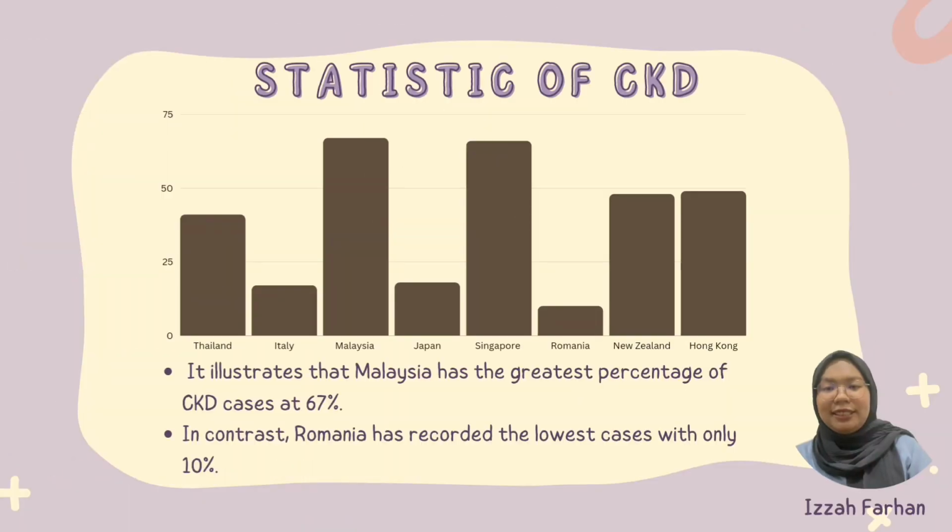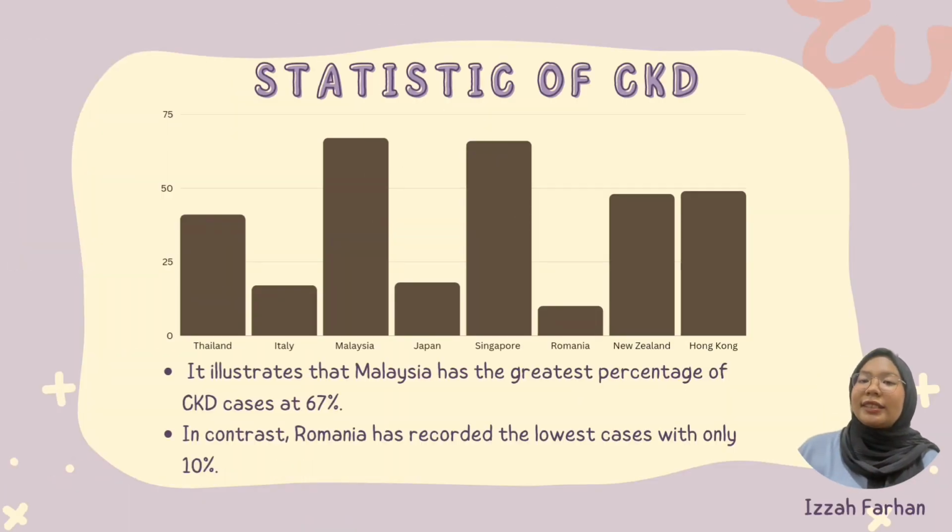For statistics, the graph shows the CKD cases in some countries in 2021. It illustrated that Malaysia has the greatest percentage of CKD cases at 67%. And in contrast, Romania has recorded the lowest case with only 10%.